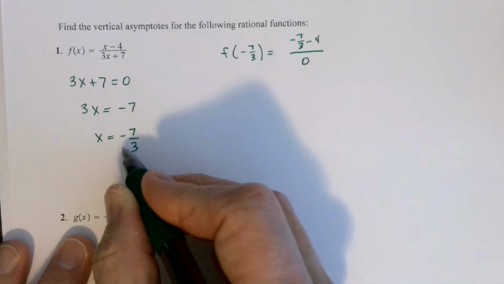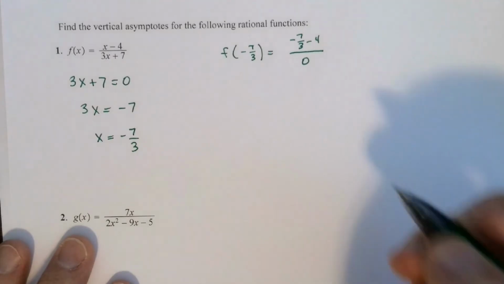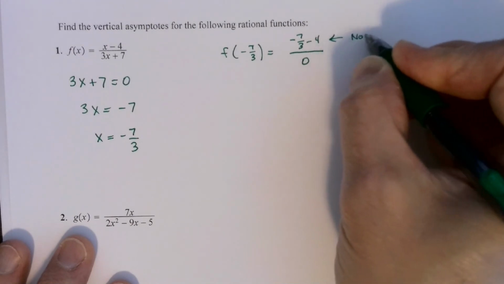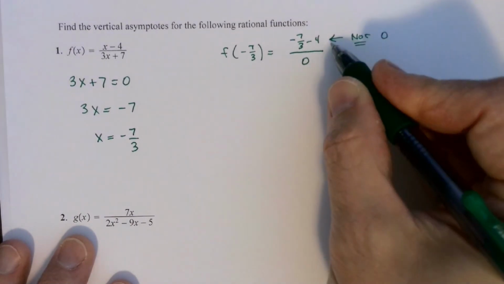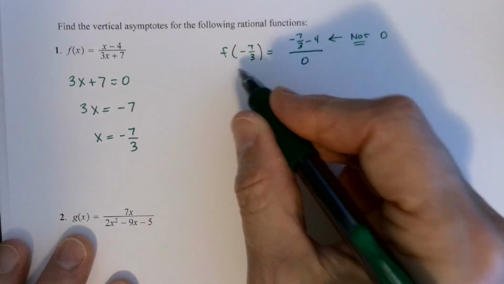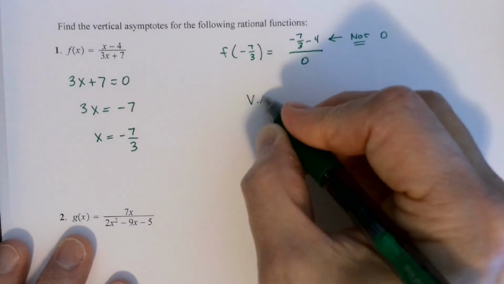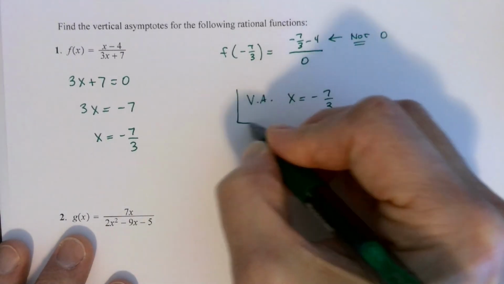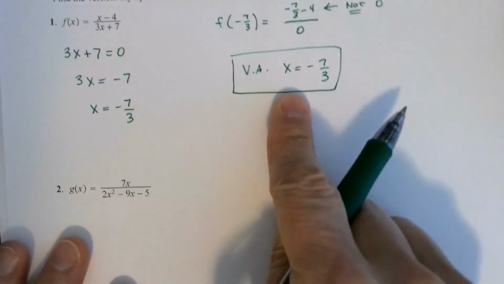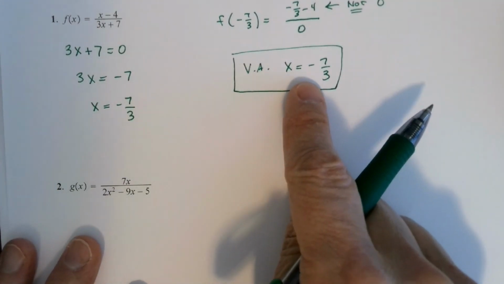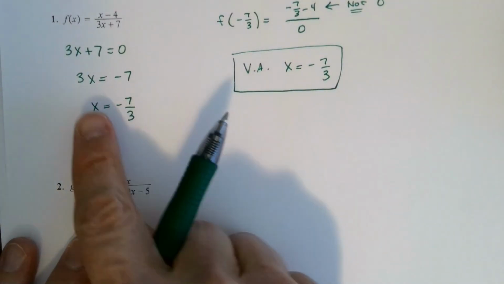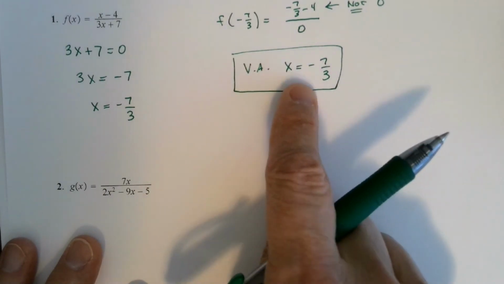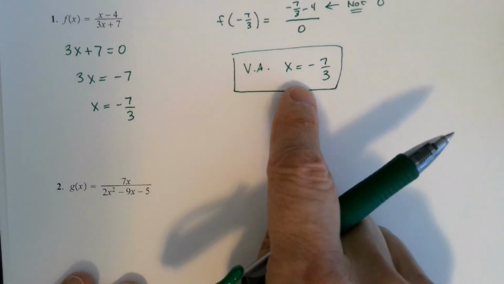0. We said that's the value of x that makes the denominator 0. This number up here is not 0. And so when you have not 0 divided by 0 when you plug in, that's going to tell you that you have a vertical asymptote. So we have a vertical asymptote at x equal negative 7/3. And notice the vertical asymptote has to be written this way, x equal negative 7/3. We don't say negative 7/3 is the vertical asymptote. We say x equal because it's an equation of a vertical line.